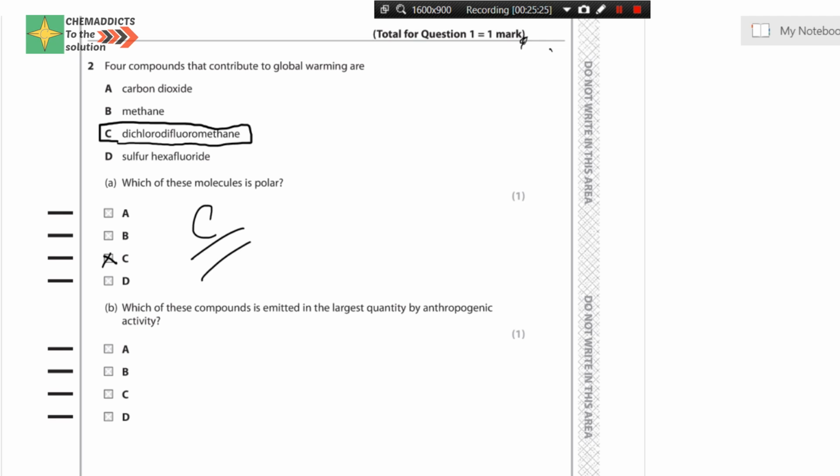Let me draw this molecule once again. Cl, Cl, F, then this is... sorry, this shouldn't be Cl, this should be F. So this molecule is the answer. The answer is C.